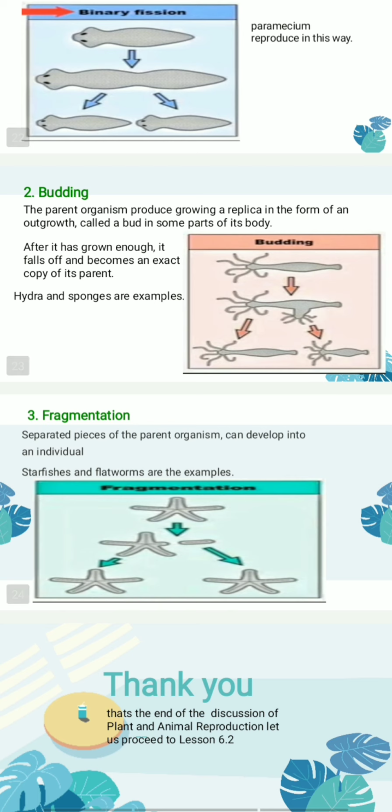Number 3. Fragmentation. Separate pieces of the parent organism can develop into an individual. Starfishes and flatworms are examples.